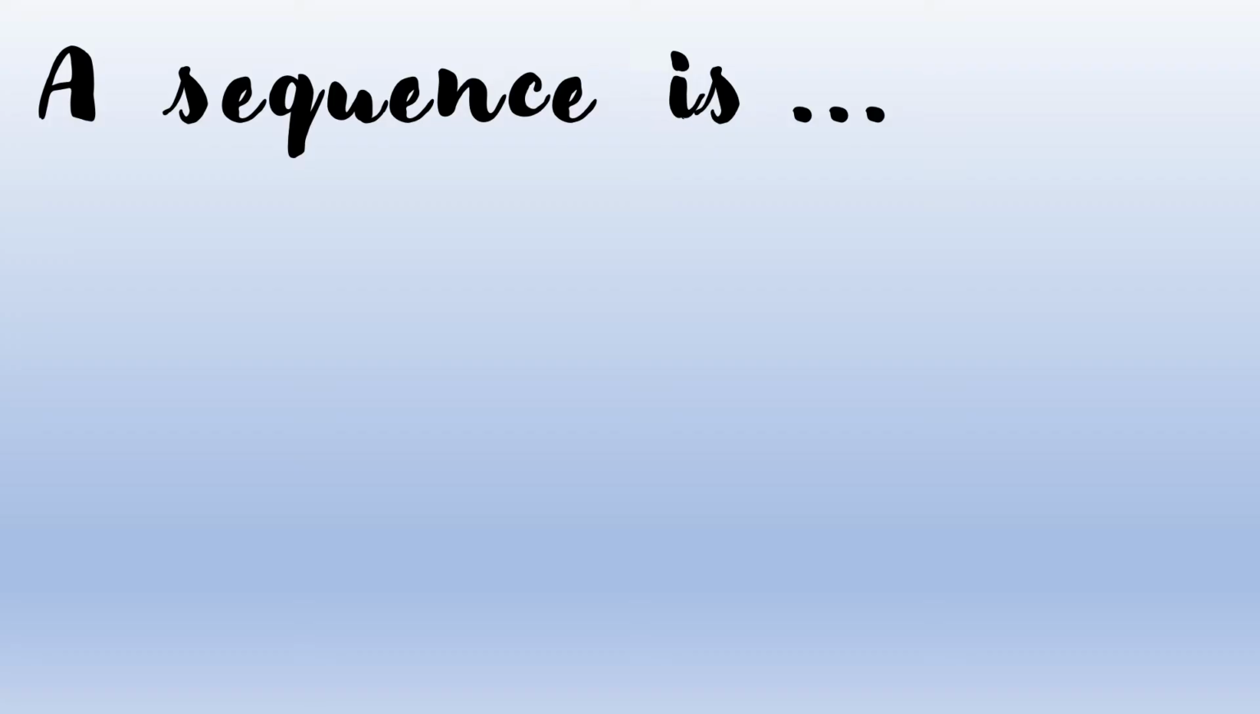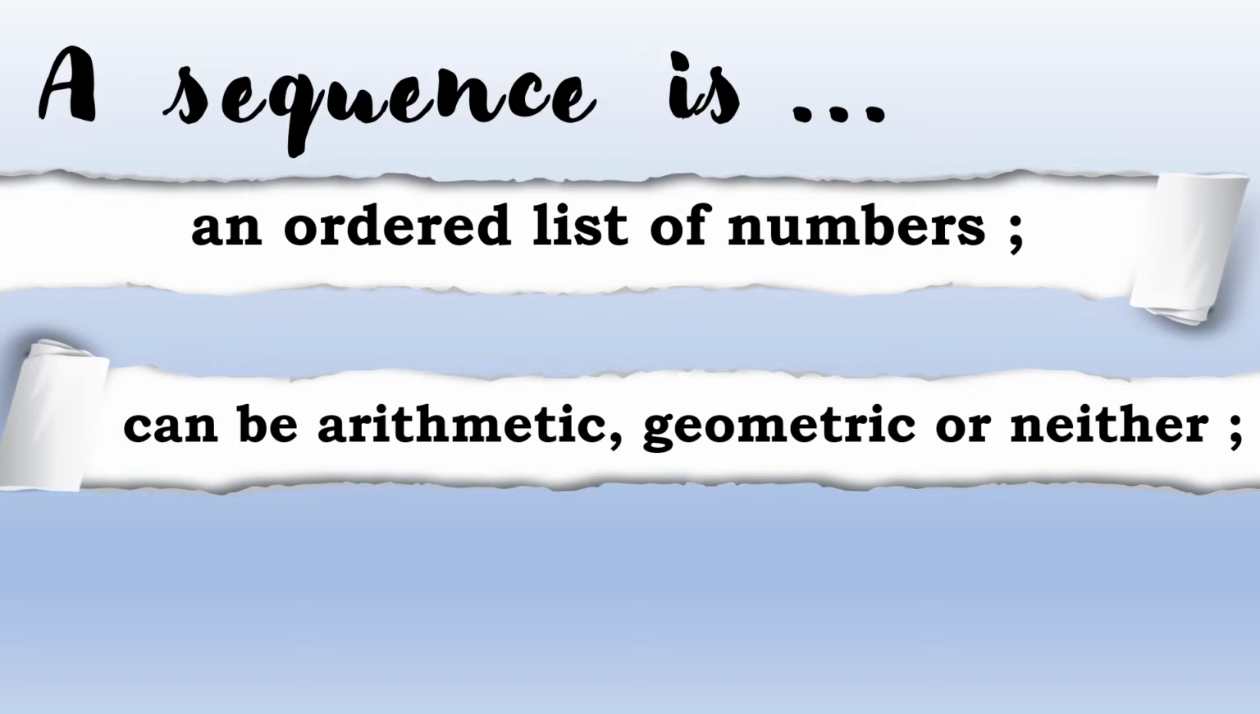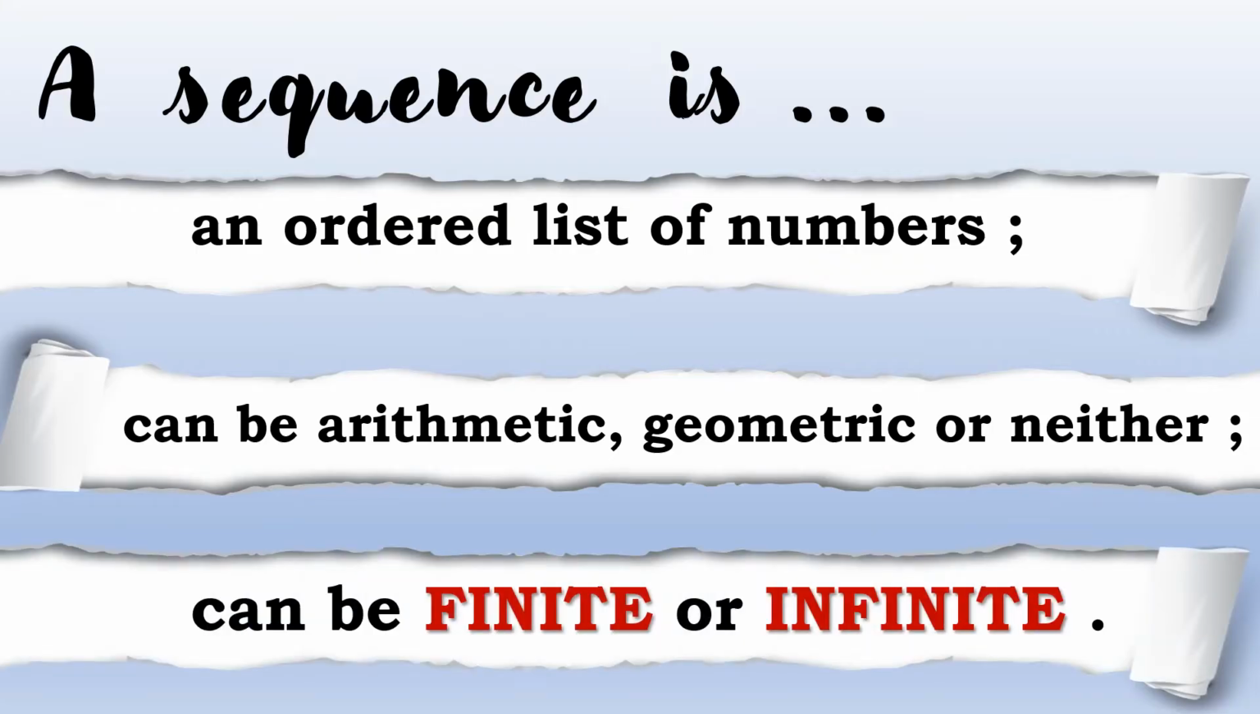A sequence is an ordered list of numbers. Pinag-aralan natin yan previously. It can be an arithmetic, geometric, or neither. It can be finite or infinite. So, kung ano ang ibig sabihin ng finite or infinite, yan ang aalamin natin ngayon.